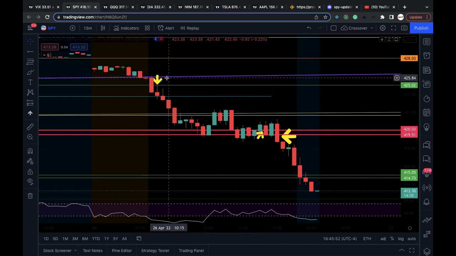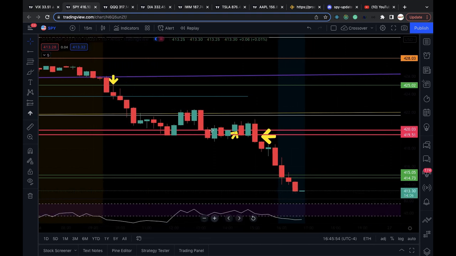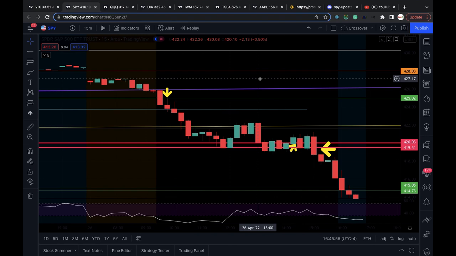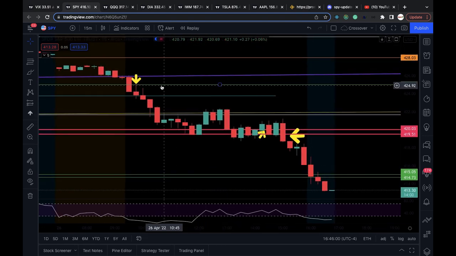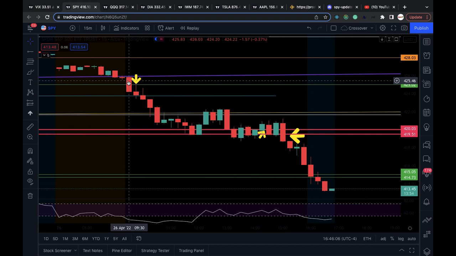So here's the 15-minute chart. All my levels are based on the daily chart. Daily chart's very powerful. However, I do use the 15-minute chart to execute my trade. Now here is where SPY opened, 9:30 Eastern time, like always, and it gave us a big red candle to the downside. This green line right here is my 425 level. So we lost that level in the first 15-20 minutes.